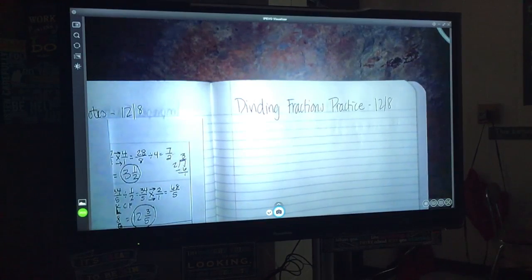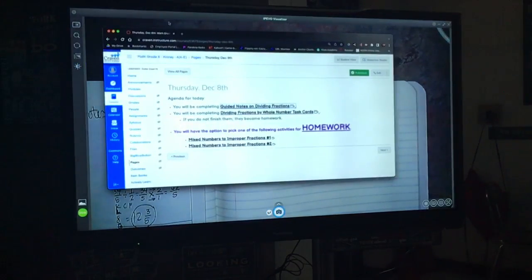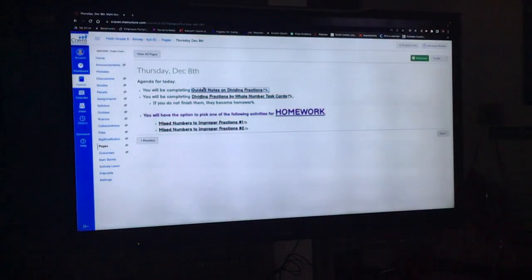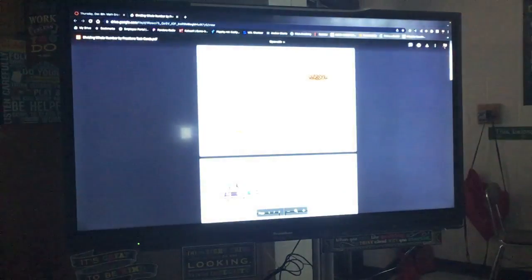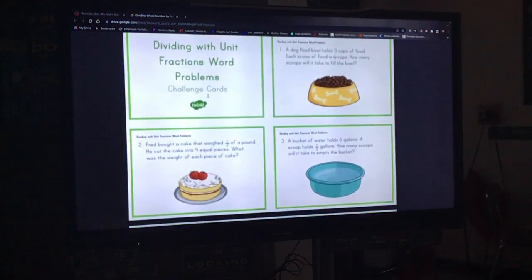Alright, so for today, we just did the guided notes on dividing fractions, so you are going to come in and click on this dividing whole numbers by fractions. These are pretty simple, y'all. I'm not trying to do you in by throwing a ton of hard fraction problems at you. This is, again, just getting used to dividing.